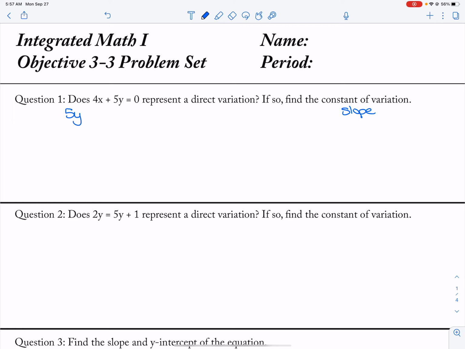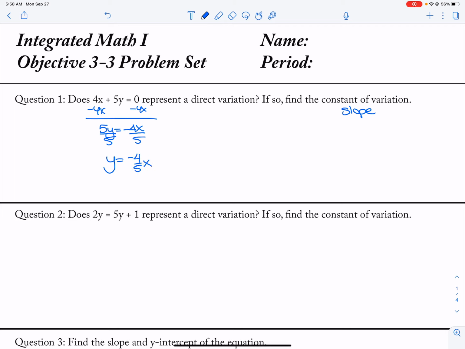So I have 5y. I'm going to move my 4x to the other side, so negative 4x, because remember, I subtract 4x from both sides. So then 5y is equal to negative 4x. Divide both sides by 5, so I get y is equal to negative 4/5 x.